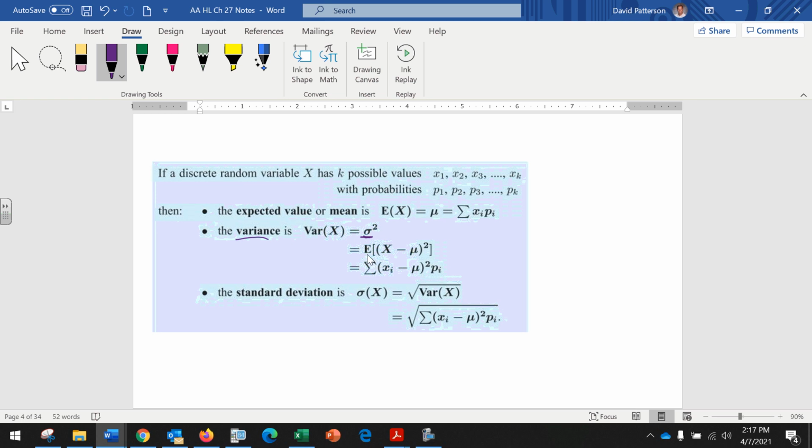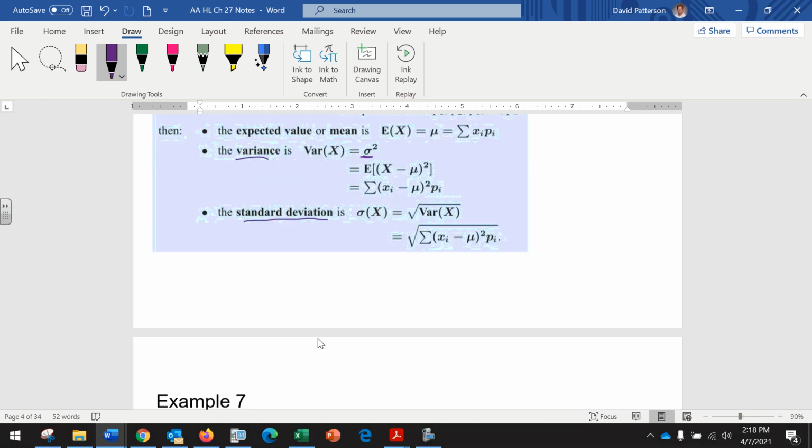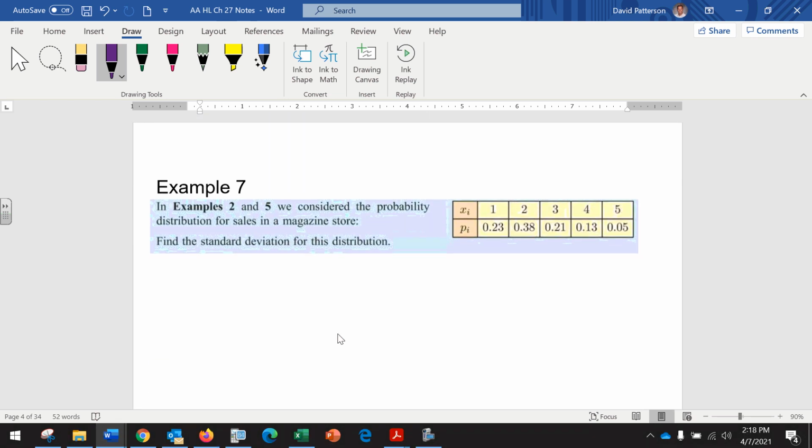We can find it by doing E of the x value minus the mean squared, or we could do x minus the mean squared times the probability. If we want the standard deviation, it's just going to be the square root of the variance, so we get it just by taking the square root of what we did above. The easiest way to deal with this, however, is to deal with it in the calculator.